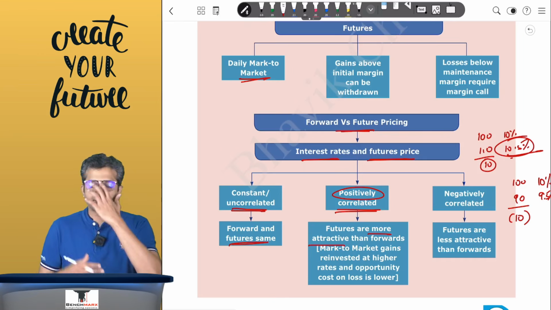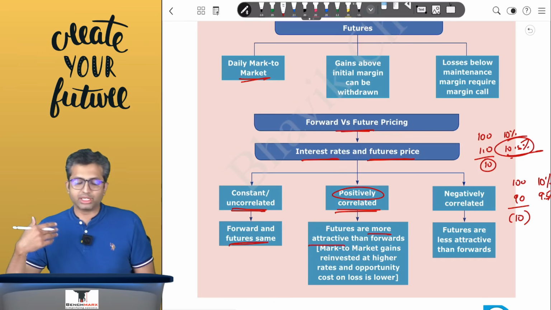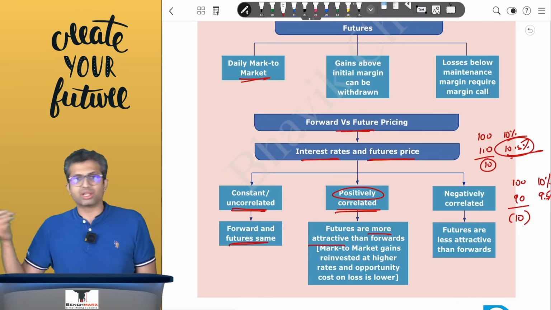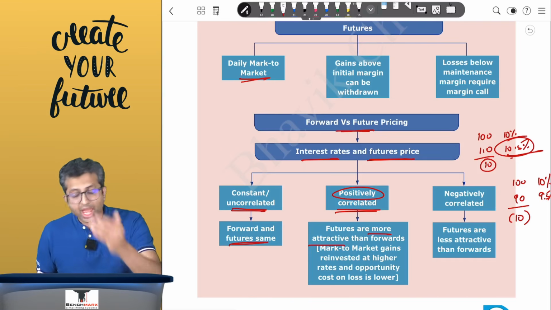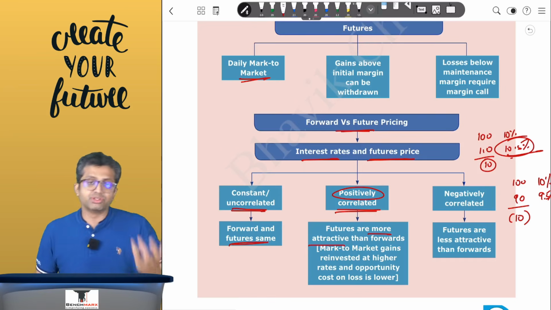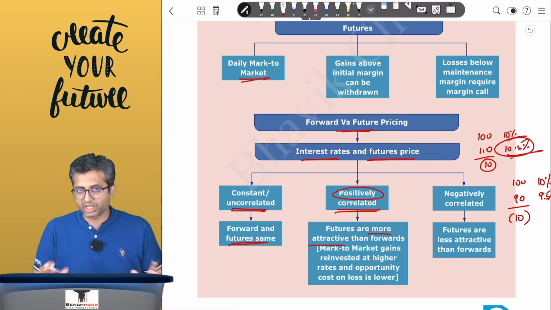Why? Because if the price increases and interest rate also increases, you can deposit the gain at a higher rate. If the price falls and the borrowing rate also falls, you can borrow the margin call at a lower rate, and hence it is more favorable.